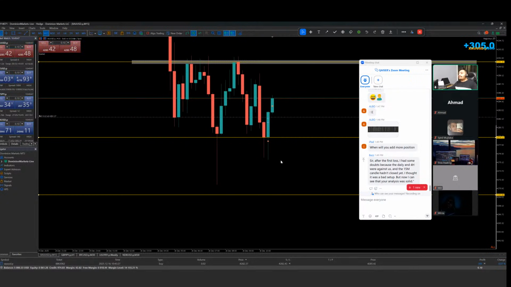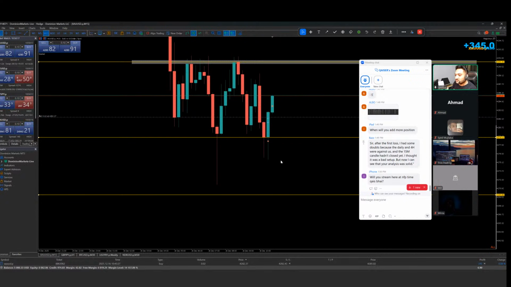Always try to find out the reason why you are taking the buy, why you are taking the sells. After the first load, I had some doubts because the daily and the 4 hour were against us, and the 15-minute candle hadn't closed yet. I thought it was a bad setup, but now I can see that your analysis was solid. Oh, thank you so much. I think you understand the concept. You don't need to worry about how the daily candle is going or how the higher time frame is reacting. Low time frame will always give us the confirmation of what could happen on the higher time frames. So we look at the low time frames, read that structure, and then execute.